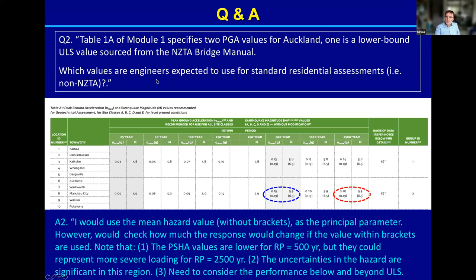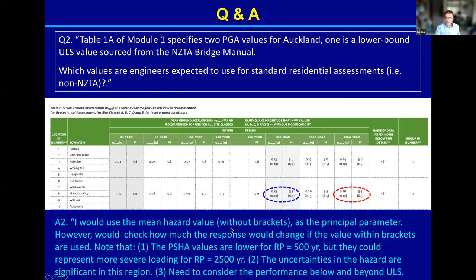So the question was, which values are engineers expected to use for residential assessment? And this would be my reasoning. I would use the mean hazard value, outside the brackets, as that is the principal output from the hazard. However, I would also check what is happening when I use the values in brackets.